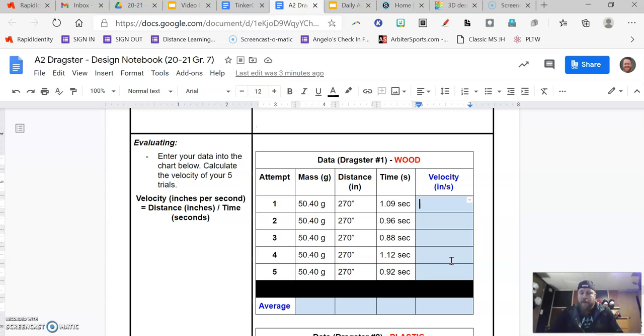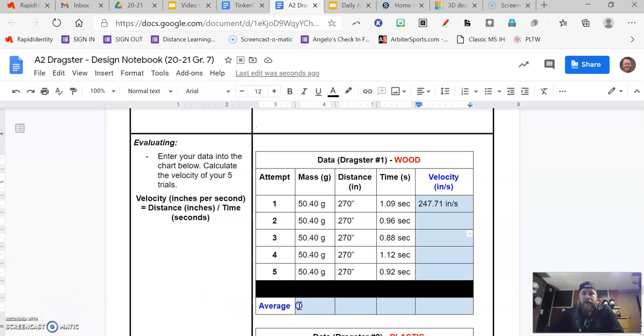When I do that, I'm just using my phone calculator, I get 247 and then a whole bunch of decimals. I'm just going to round to the 10th place. 1 digit after the decimal is fine. Actually, let's go 2. So it's 247.71, and now we are measuring velocity in inches per second. So that is the velocity for the first trial. Go ahead and calculate the velocity for the other 4. Pause the video and do that right now.